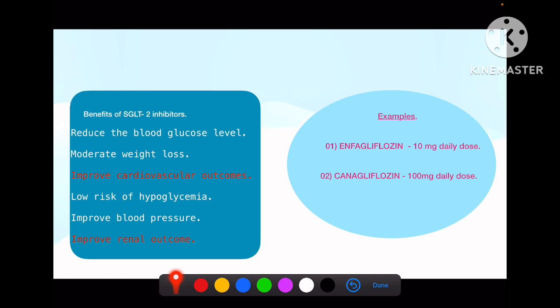What are the examples which are available? There are two drugs available. Empagliflozin and canagliflozin are the two drugs. Empagliflozin 10 mg daily you have to give, and canagliflozin 100 mg daily you can start, right?